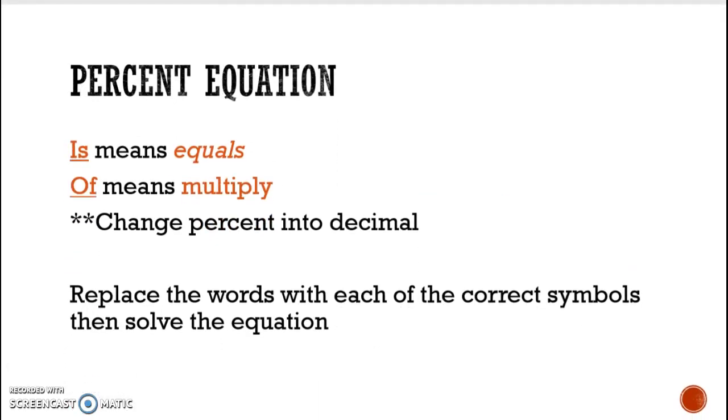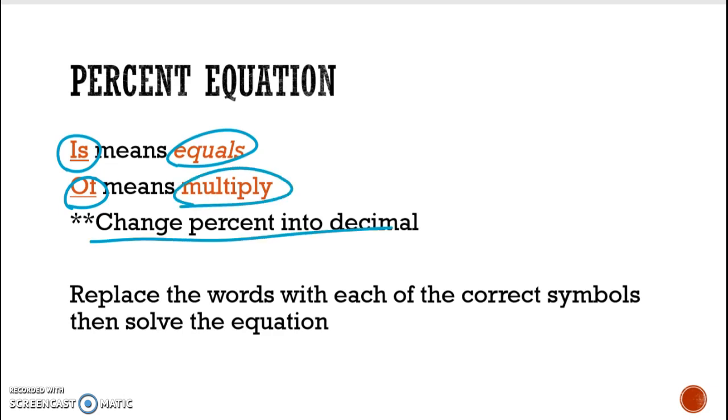Alright, so that was percent proportion. Now we're going to look at percent equation. So every time you see the word "is," you're going to change it into an equal sign. When you see the word "of," you're going to change it into a multiplication sign. And the key is to change your percent into a decimal. So what you're going to do is replace the words with each of the correct symbols, and then you're going to solve the equation.